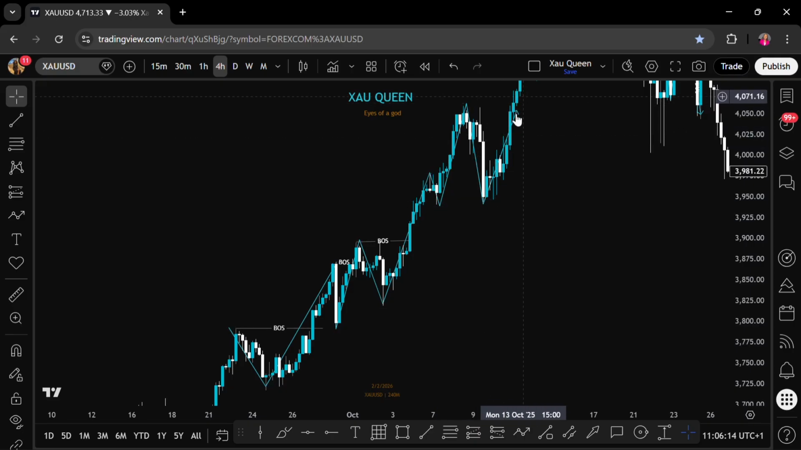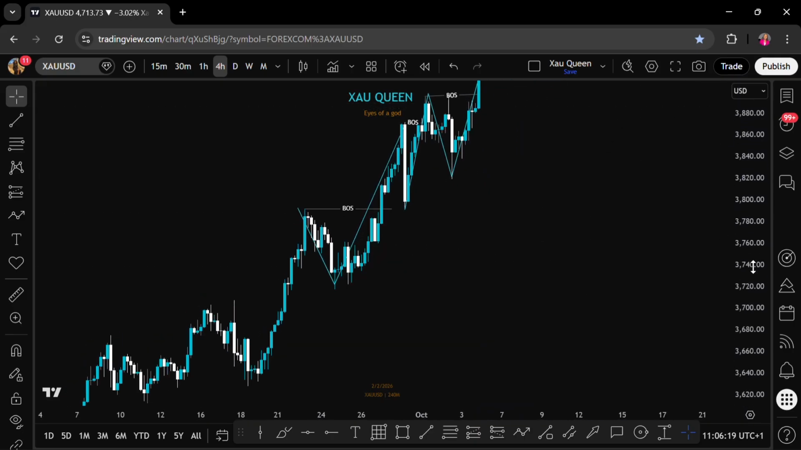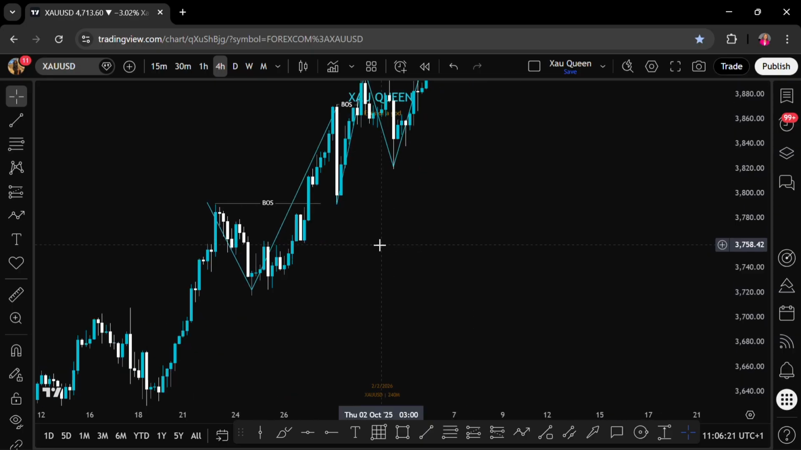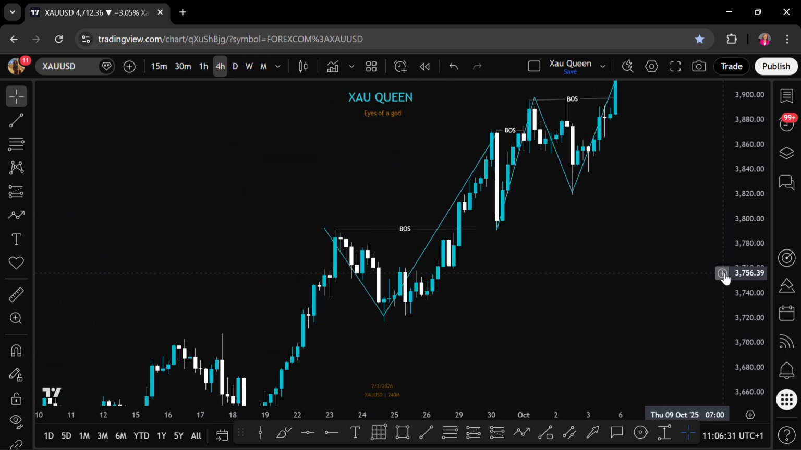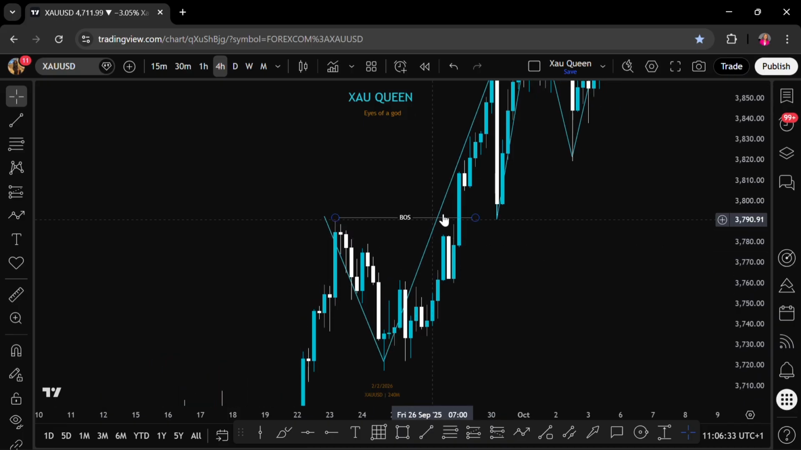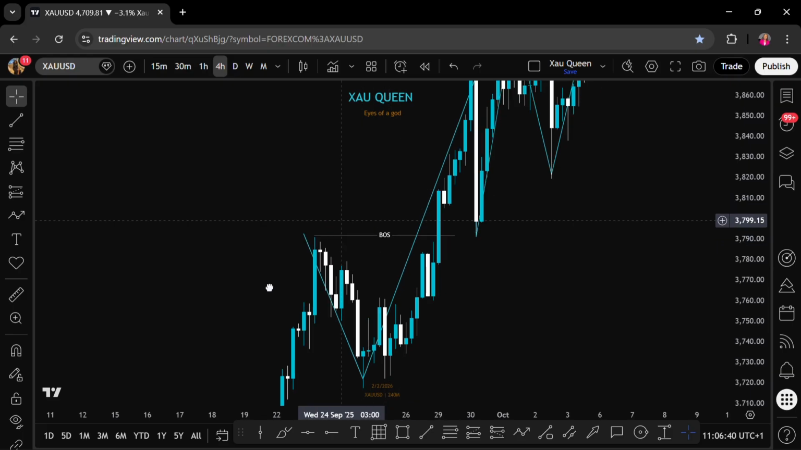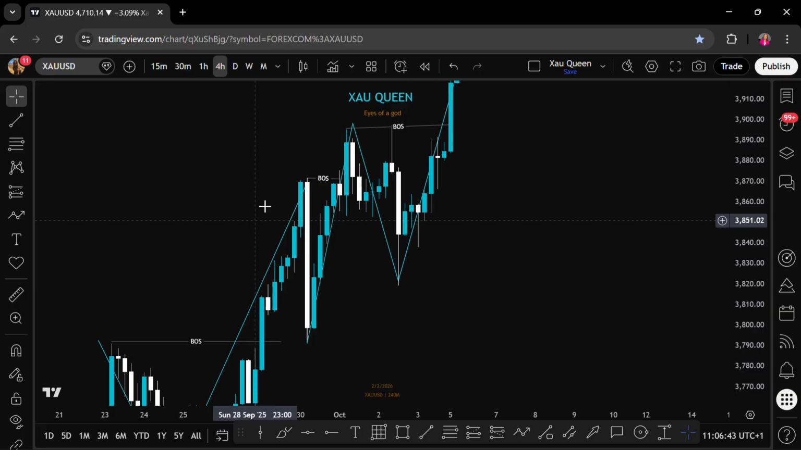So he went up and printed another high. Now we know that yes, we are having higher highs. So the next thing we have to check for is, is it breaking above this other high with a body close? As you can see here, this candle closed above. Let me zoom in. Consider this candle closed above with a body close. Now, this is a valid break of structure. Let's go to the next one.